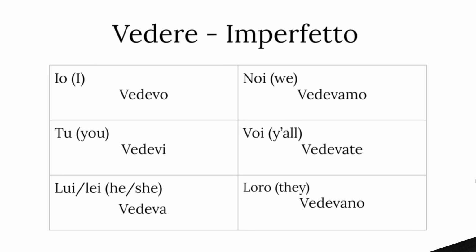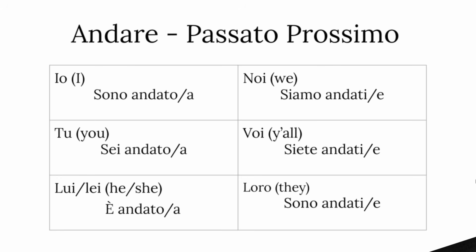Okay? Great. Andare. So here we have an example that we have seen in the previous lesson as well, where we need to use the verb to be because it's an intransitive verb. Okay? So you need to adapt the past participle to the subject pronoun, to who is talking or who we are talking to. Sono andato or andata for a woman. Tu sei andato o andata. Lui è andato. Lei è andata.